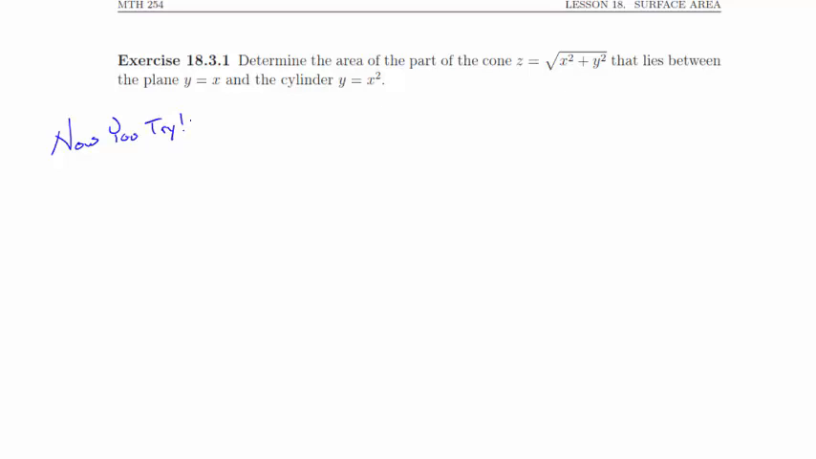(18.3.1) Determine the area of the part of the cone z equals the square root of x squared plus y squared that lies between the plane y equals x and the cylinder y equals x squared. Give this one your best shot. I will be back with you in a few moments to hash out the solution with you.